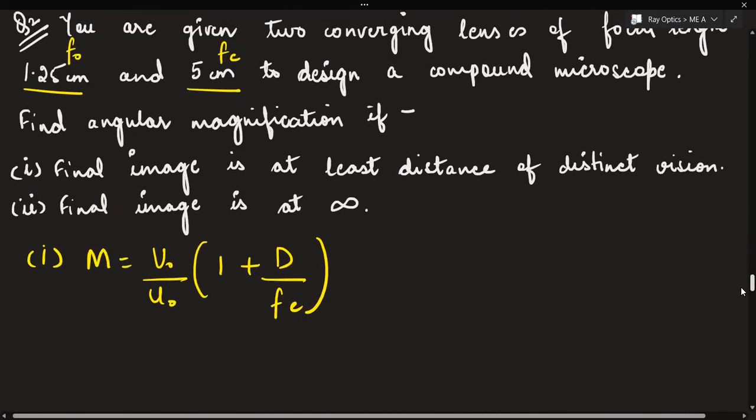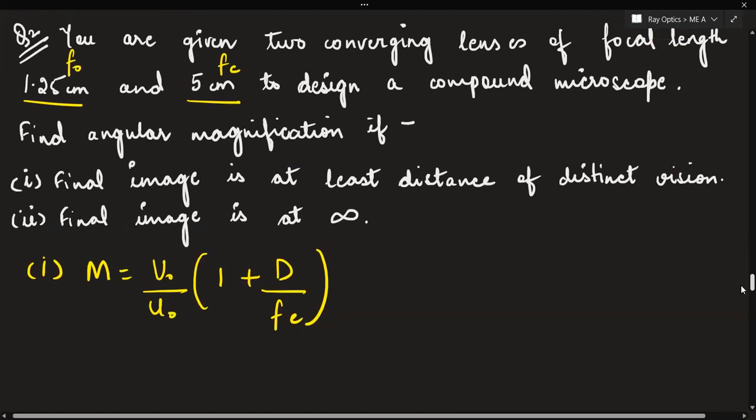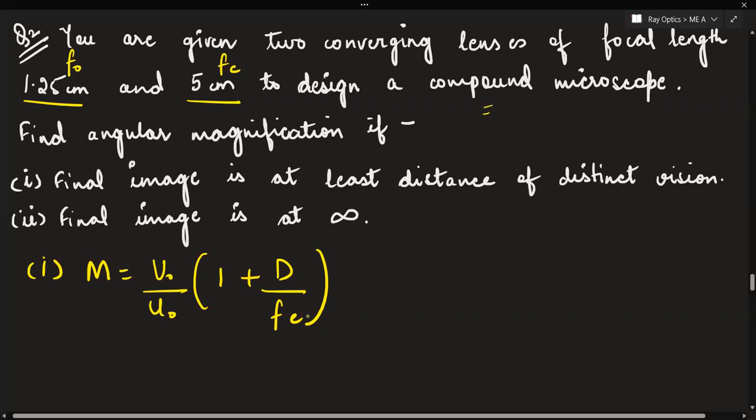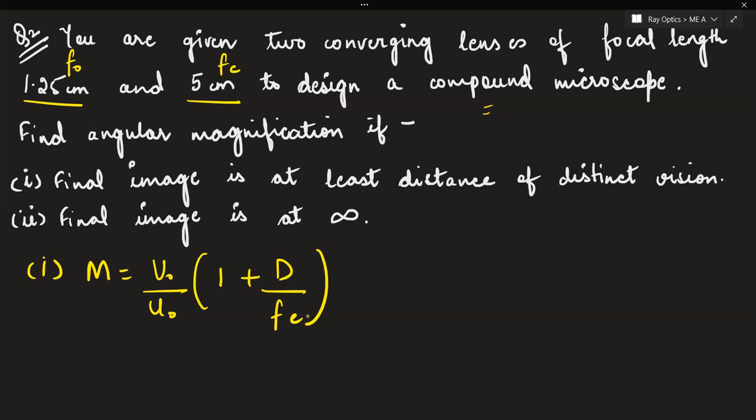So you are given two converging lenses of focal length. So yes, understood how to choose? See, here it is given compound microscope. So in every question it will be given. Okay, so magnification's formula is this. We have to find out this one, magnification. Now see here, in the question, U naught was also given. U naught was given as 30 centimeters. So minus 30 centimeters we'll take it. This was a part of the question.